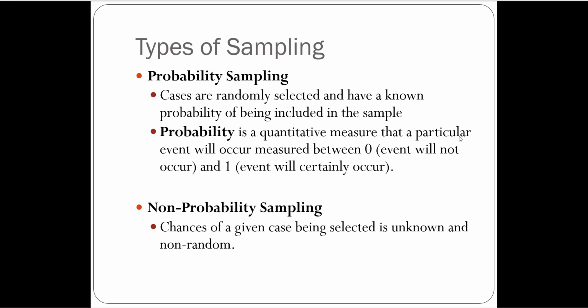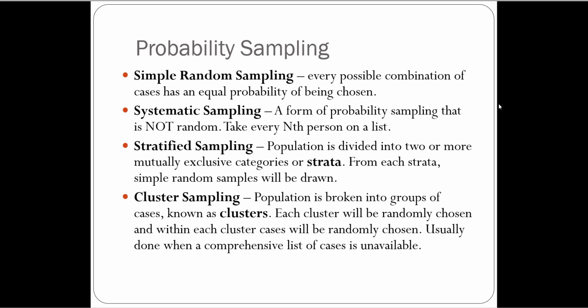And this is in contrast to non-probability sampling, in which chances of a given case being selected are unknown and non-random. This lecture is going to focus heavily on what we call probability sampling. Again, sampling where we know the chance or probability of any given case being included in our sample, and typically these are random with one exception.